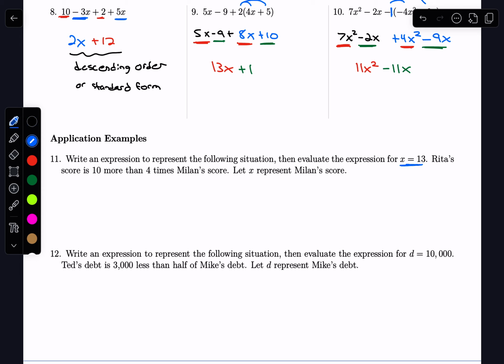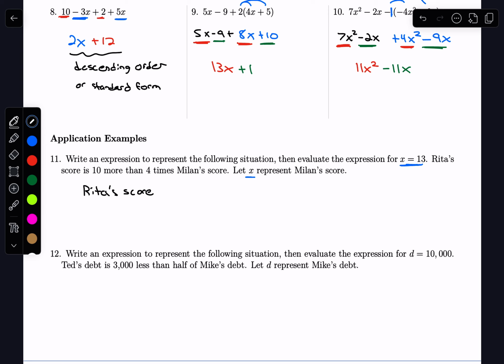for x equals 13. It says Rita's score is 10 more than 4 times Milan's score. Let x represent Milan's score. All right, so what we want to do is model the situation. So it says Rita's score is. Okay, so the first thing I'm going to write down is just Rita's score, because the thing we're trying to represent here is whatever Rita's score is.